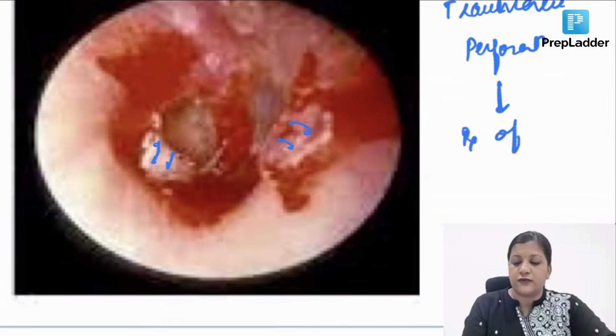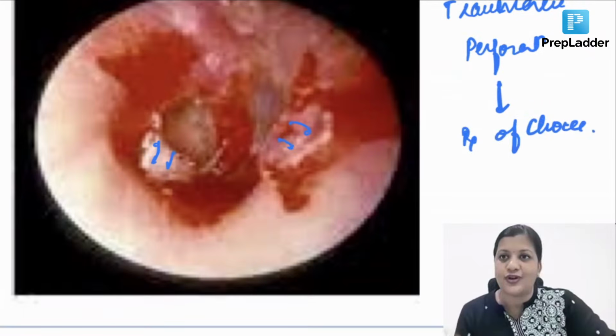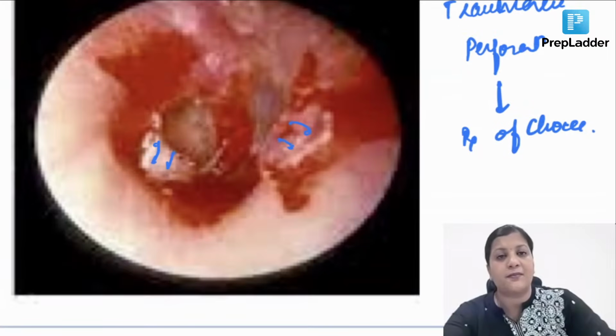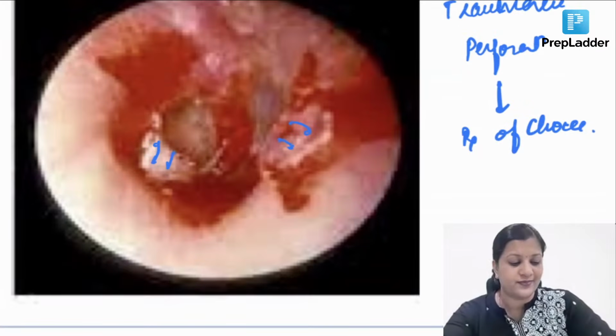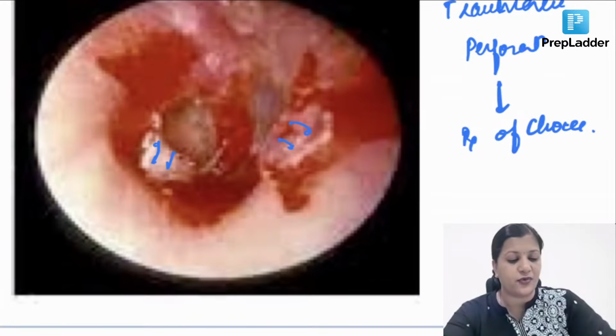What is the treatment of choice? Would you do myringoplasty? Would you do tympanoplasty? Would you wait and watch, or would you ask the patient to take some ear drops and come back for follow-up? What would you do? I'm asking you this question because this was repeatedly asked in the last few exams, so you need to know about this. So for a traumatic perforation of the tympanic membrane, what will you do?